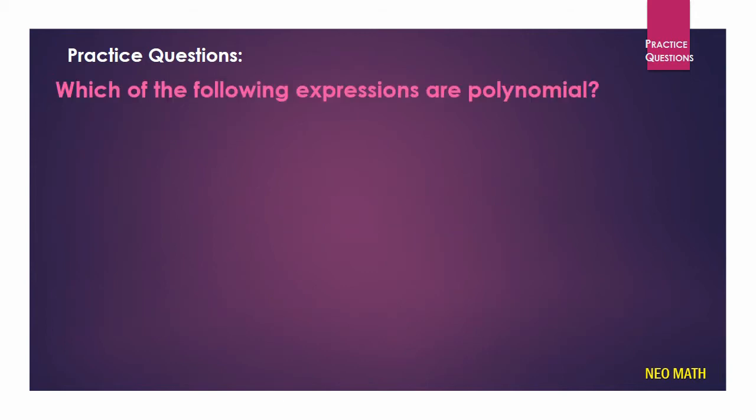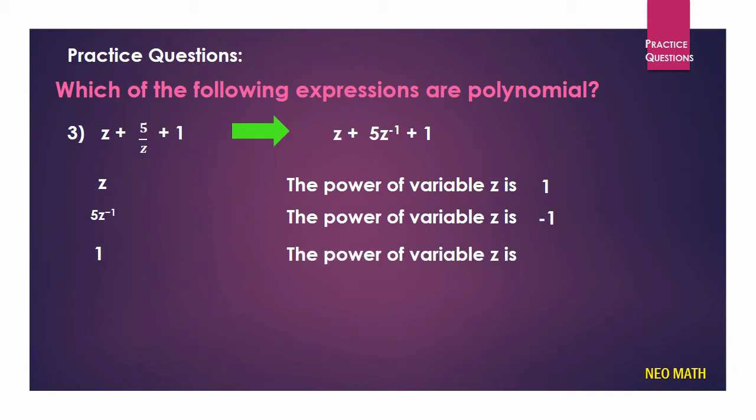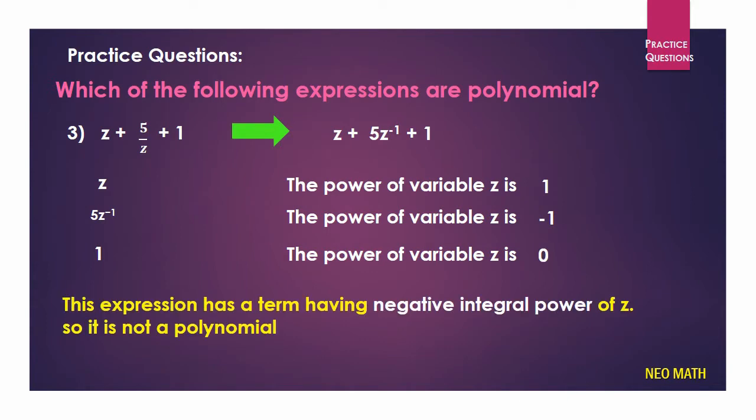So third question, z plus 5 by z plus 1. This can be written as z plus 5z power minus 1 plus 1, isn't it? So here we have three terms, z, 5z power minus 1 and 1. So the power of variable z in the first term is 1. The power of variable z in the second term is minus 1. The power of variable z in the third term is 0.